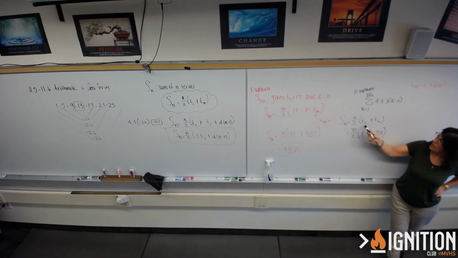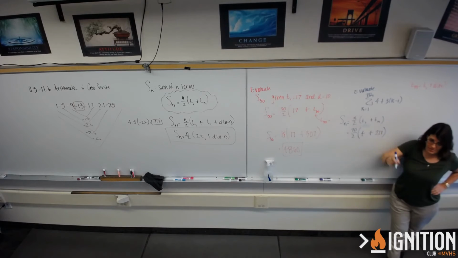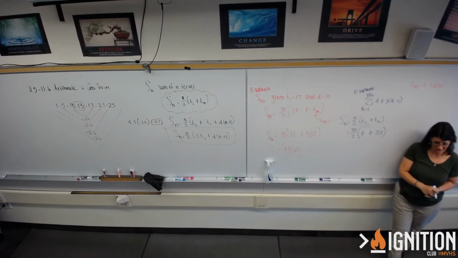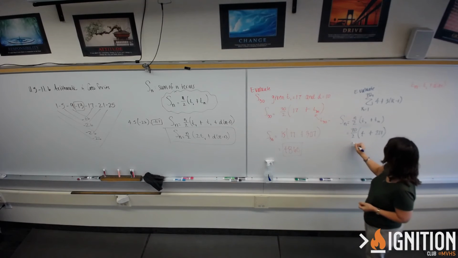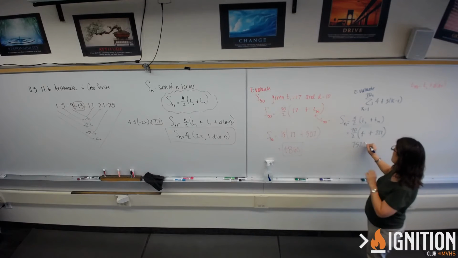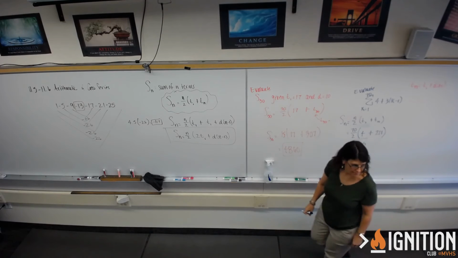4, I plugged in 1 to get the first term. 211, I plugged in 70 to get the last term because they told me to add 70 terms. That's where the 70 came from. 35 times 215 is not happening. 7,525.